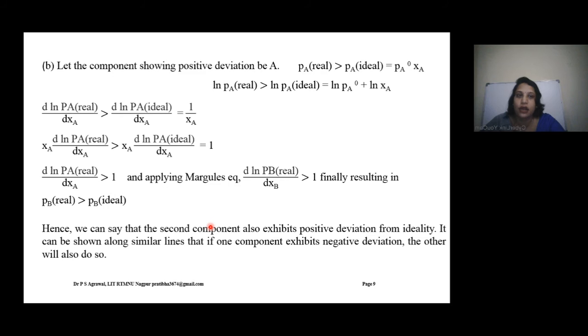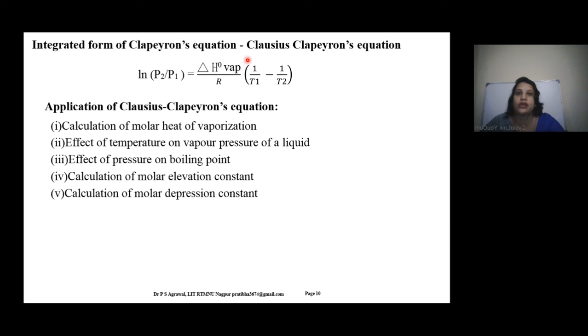Now we will see the integrated form of the Clapeyron-Clausius equation. We have the Clapeyron-Clausius equation dP by dT, which we have studied in unit 2. dP by dT is the slope of the pressure-temperature curve, which was Q by T, that is H by T, change in volume, difference in the volume. By taking the integration between the limits T1, T2 and P1, P2, we can successfully reach this equation, which is the integrated form of the Clapeyron-Clausius equation.